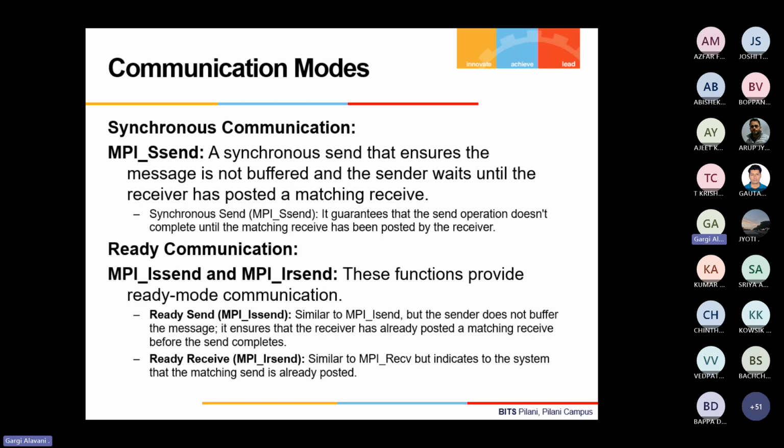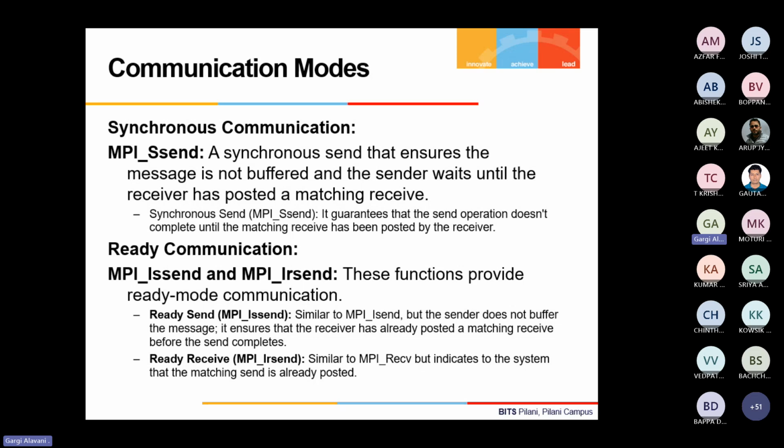Then you also have ready communication, which is MPI_Rsend and MPI_Irsend. These are two different sends. This function provides you ready mode communication, where ready send is similar to MPI_Send, but the sender does not buffer the message. It ensures that the receiver has already posted a matching receive.